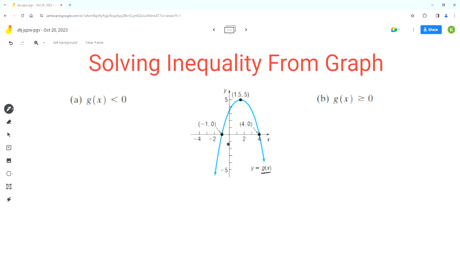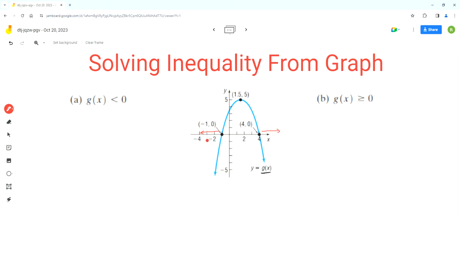So in this graph, this curve is below the x-axis on the left side of this x-intercept. So that means one part of the x-axis in which the solution lies is to the left side of this x-intercept, and then the curve goes below the x-axis to the right side of the other x-intercept, which is at 4. So the next part of the solution for part A is this part of the x-axis to the right side of 4. So now we have to write the intervals to denote these two parts of the x-axis.